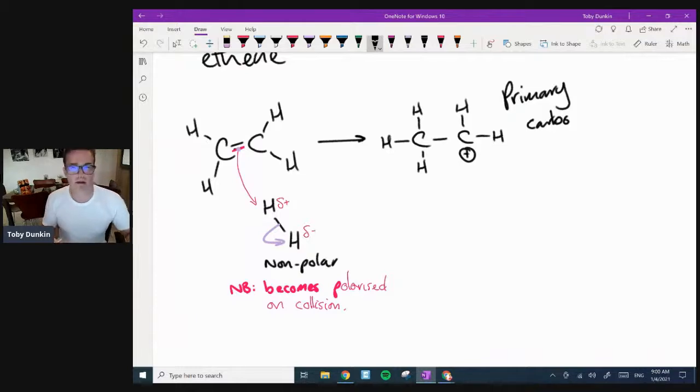Carbocation. It's very odd. Oh, I've suddenly realized I can't see any chat going on because I've got my little thing up. Oh, there we go. Okay. So I didn't actually need that.